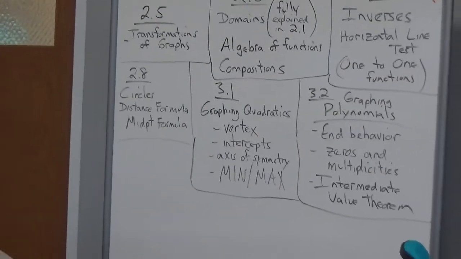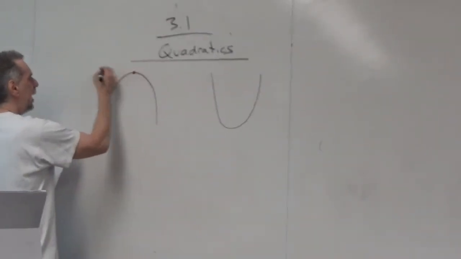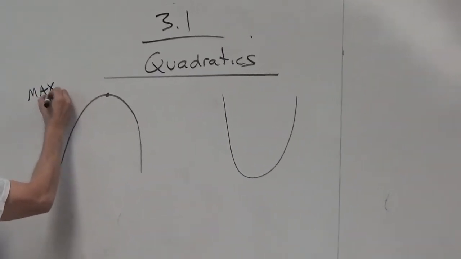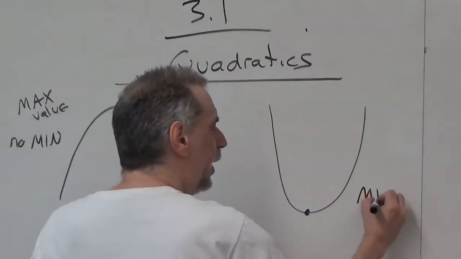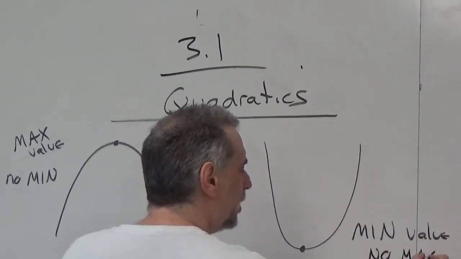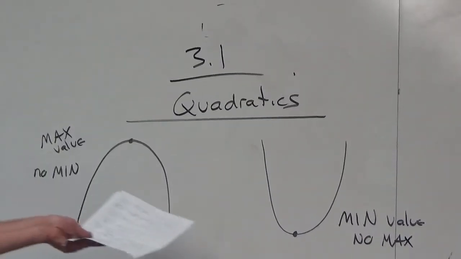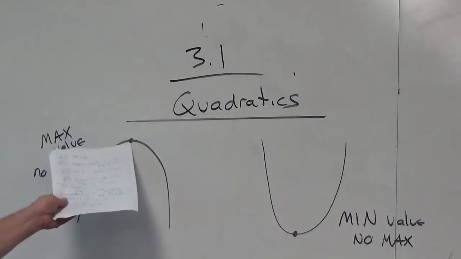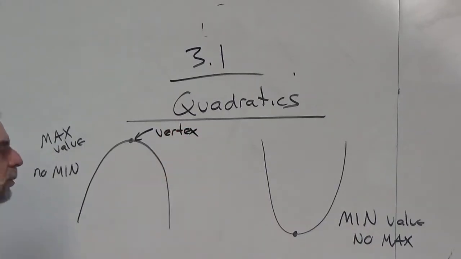So recall, quadratics were parabolas, right? So they looked either like this or like this. If it's this case, it has a maximum value and no minimum. If it's this case, it has a minimum value but no maximum. All right, so in this section, we're a little bit more concerned with things like what is the maximum value of the function, what is the minimum value of a function, what is that point, which we call the vertex, right? This is the vertex. We want to know what the vertex is.